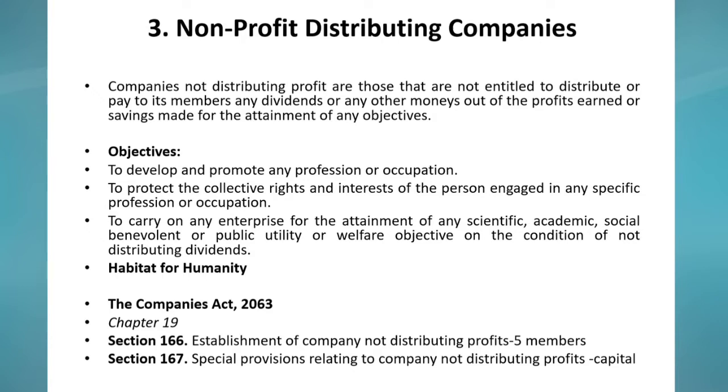And Section 167 deals with the special provisions relating to a company not distributing profits. It mentions that there should not be any capital shares at the time of establishing non-profit distributing companies, because non-profit distributing companies are operated based on the grants and donations received from the donors.